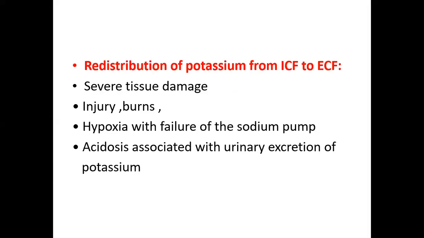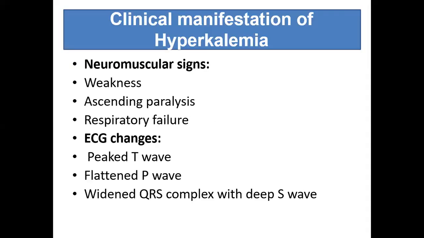Redistribution of potassium from ICF to ECF can happen in severe tissue damage, injury, burns, hypoxia, failure of the sodium pump, and acidosis associated with urinary excretion of potassium. Now, what will be the clinical signs of hyperkalemia? In neuromuscular signs, you will have ascending paralysis, respiratory failure, and weakness. As far as ECG changes are concerned, peaked T waves and flattened P waves will be observed. Apart from it, a widened QRS complex with deep S waves will also be observed.